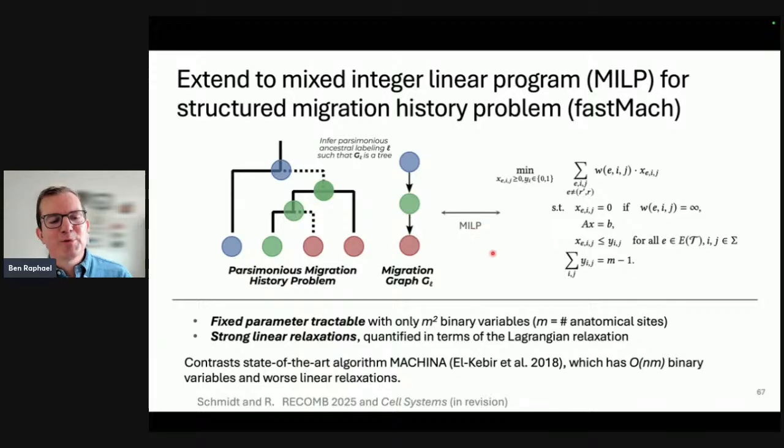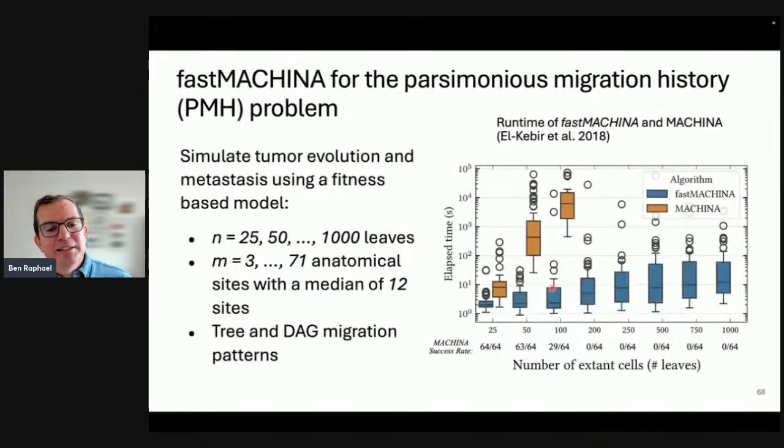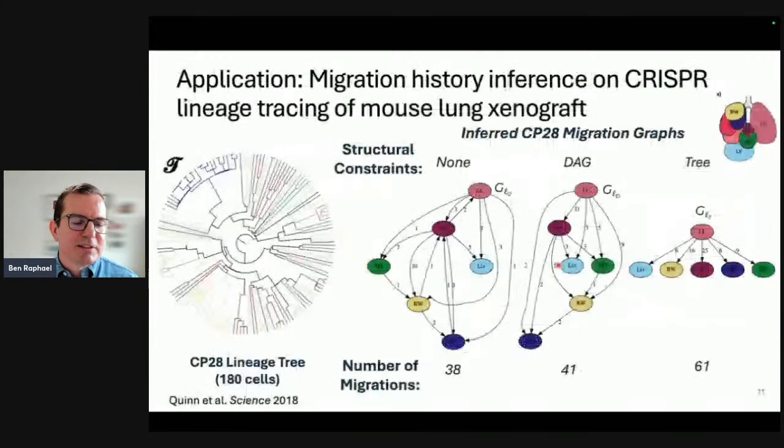So integer linear programming, these constraints are integral. You may not actually get solutions in polynomial time. So we can go back then and redo everything much faster. So these integer linear programs in this formulation are orders of magnitude faster than what we had for the original Machina, which allows us to scale to much larger trees and inferring migrations.